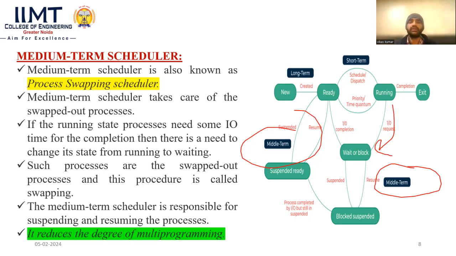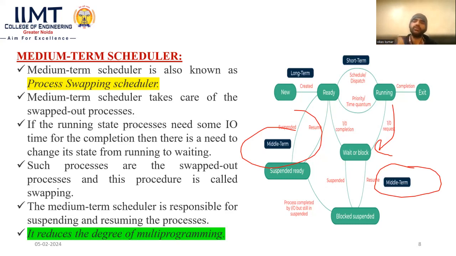If the running state process needs some input output time for completion, there is a need to change its state from running to waiting. As you know, if any process needs an input output request, a hardware request, or some human interaction, then we schedule that process from running to waiting state. Such processes are the swapped out processes, and this is called swapping. The medium term scheduler is responsible for suspending and resuming the process. It reduces the degree of multi-programming.